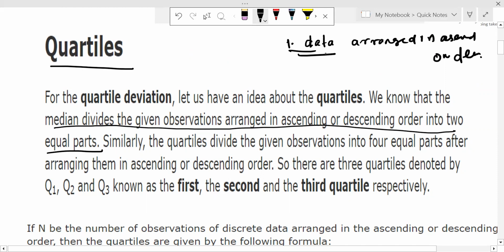Then according to this criterion, quartiles divide the given observations into four equal parts after arranging them in ascending or descending order. So this is the calculation for the median, and it is also helpful for the quartiles, which divide the data into four equal parts, named Q1, Q2 and Q3, the first, second and third quartiles respectively.